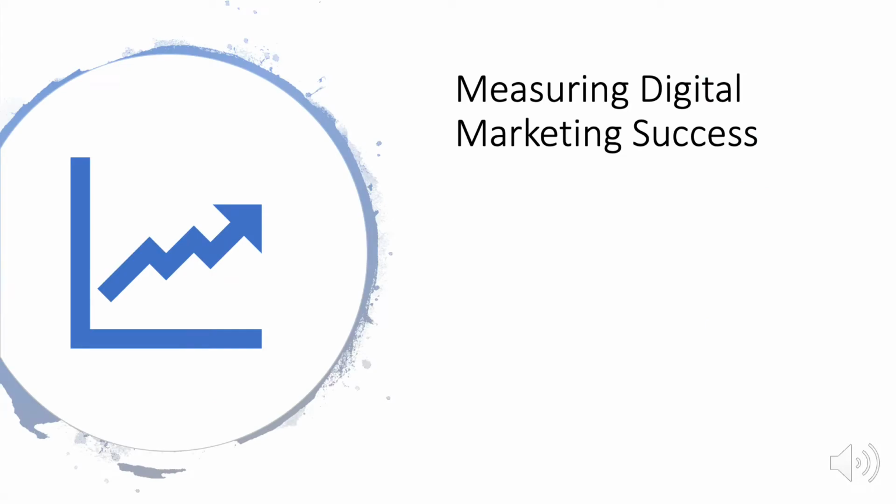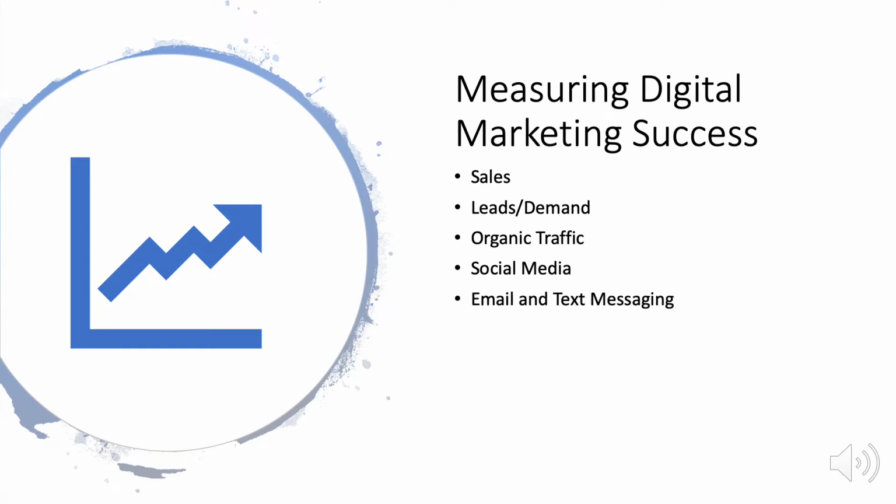What does digital marketing success look like when it's effectively measured? Leads and sales are what are commonly thought of, but there are other metrics that we need to consider, including organic traffic to our websites, social media reach, and email and text message open rates and click-through rates. They're all valid goals to aim for and are backed by analytics you can gather over time.